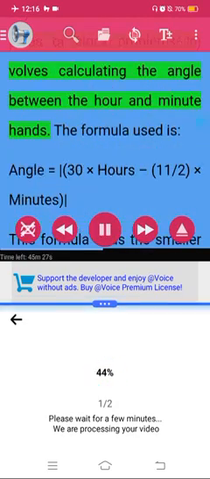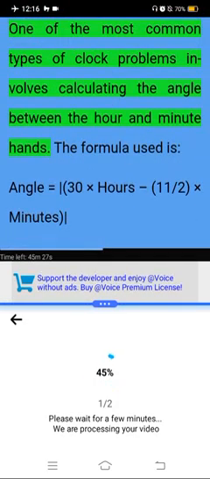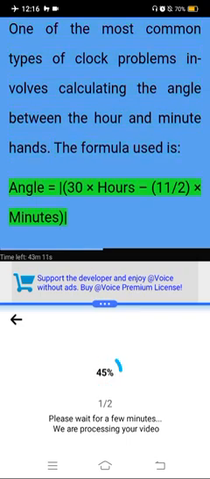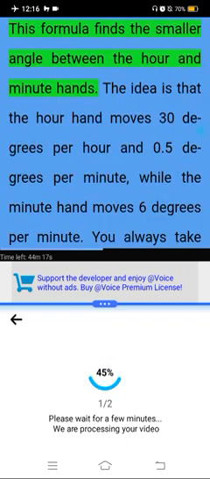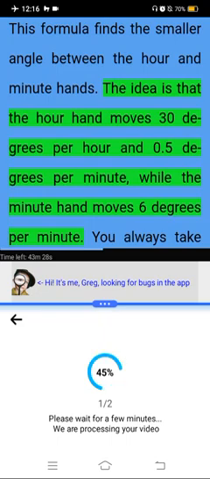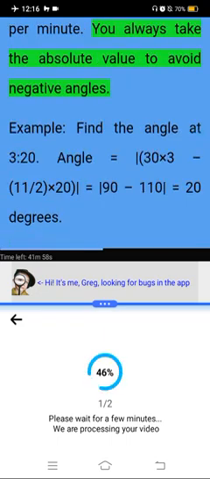1. Angle between hands. One of the common types of clock problems involves calculating the angle between the hour and minute hands. The formula used is angle = |30 × hours − (11/2) × minutes|. This formula finds the smaller angle between the hour and minute hands. The idea is that the hour hand moves 30 degrees per hour and 0.5 degrees per minute, while the minute hand moves 6 degrees per minute. You always take the absolute value to avoid negative angles.